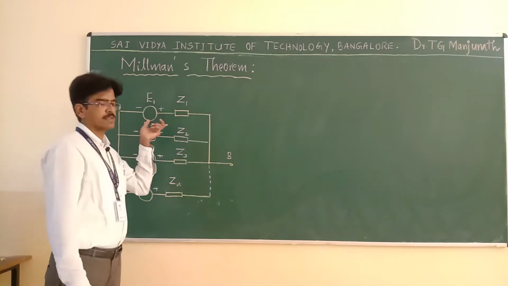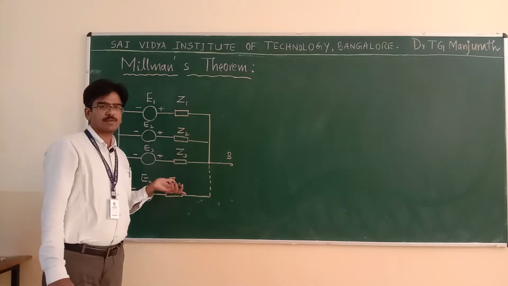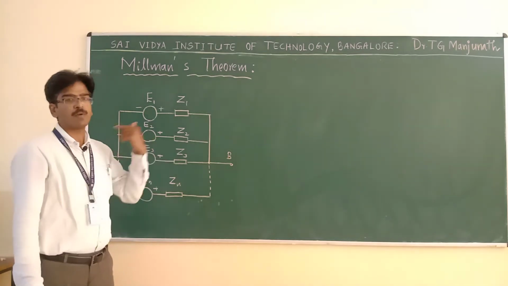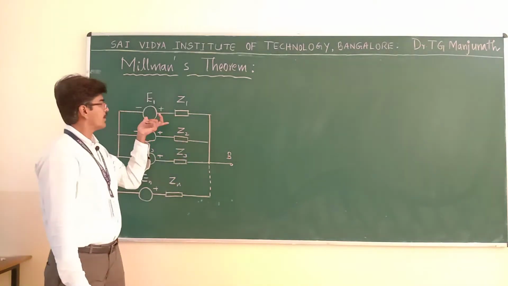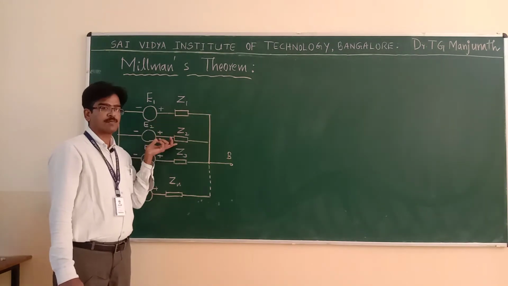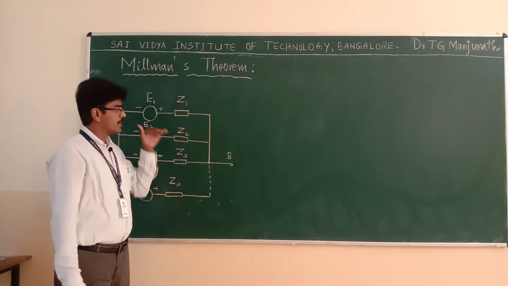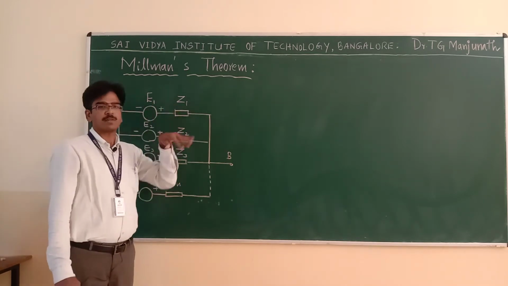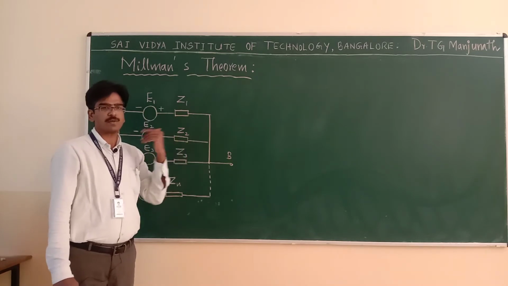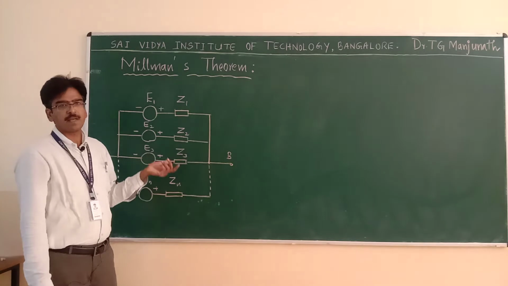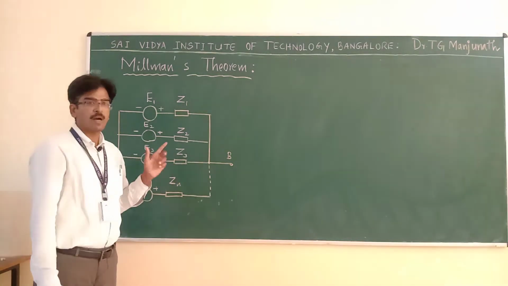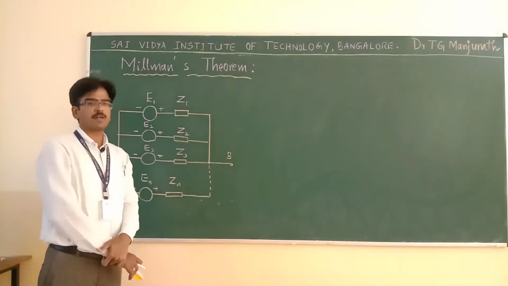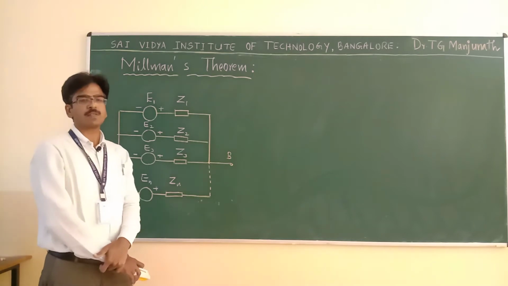When you want to convert n number of voltage sources into a single voltage source, the procedure you should follow if you don't know this theorem is to convert each voltage source into an equivalent current source. Then you will get n number of current sources in parallel. Then you have to make those current sources into a single current source in parallel with a single resistance or impedance. Then you have to convert that current source into a voltage source to get a single voltage source. That is the procedure we have followed in the source transformation technique.